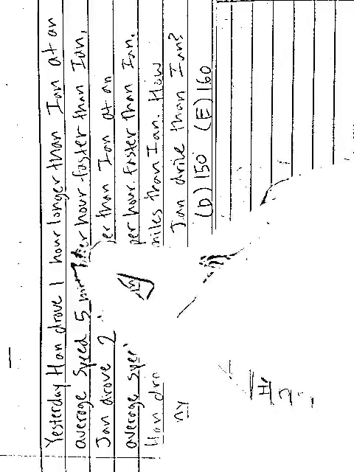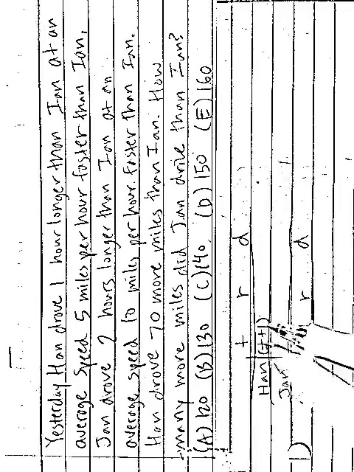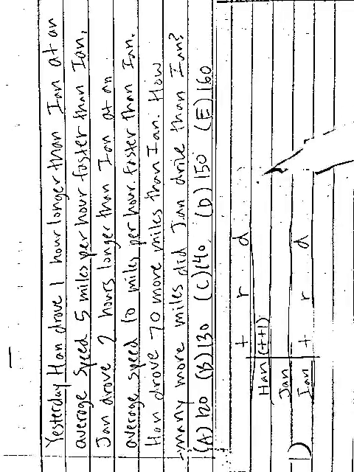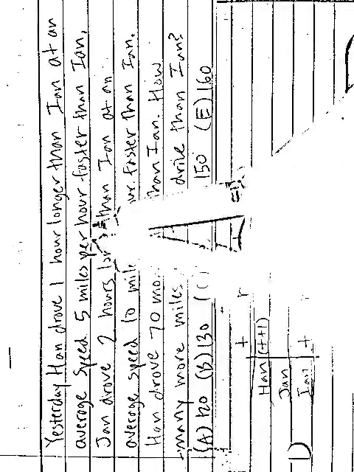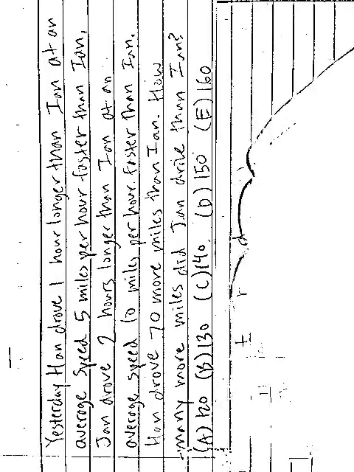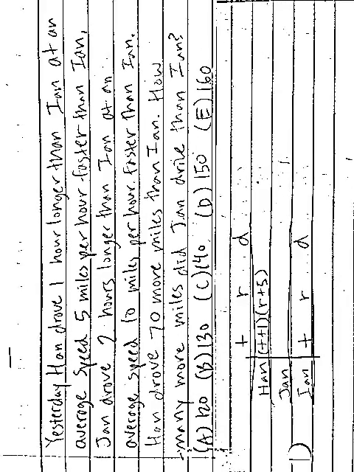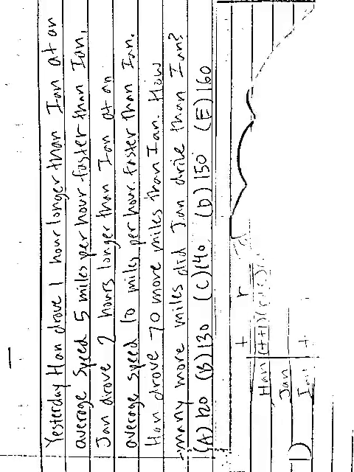Just to assume. Okay, and then Han, he drove 1 hour longer than Ian. So the time is T plus 1, like 1 hour longer than Ian's time. And at an average speed of 5 miles per hour faster than Ian, so the rate is R plus 5. And the distance, we know Han drove 70 more miles, so D plus 70.